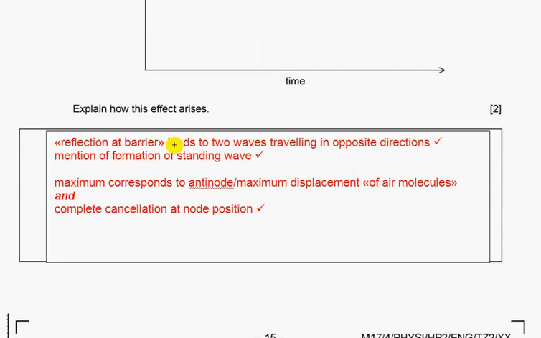Explain how this effect arises. As I said, a reflection at the barrier leads to two waves traveling in opposite directions. Standing waves are formed. Maximum corresponds to antinode and minimum corresponds to node.